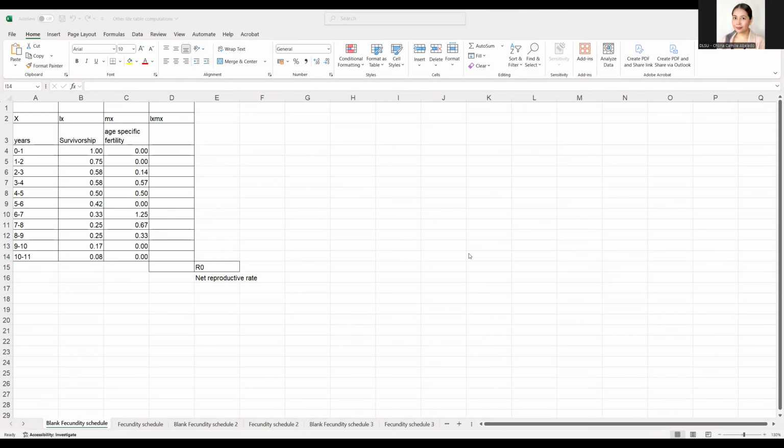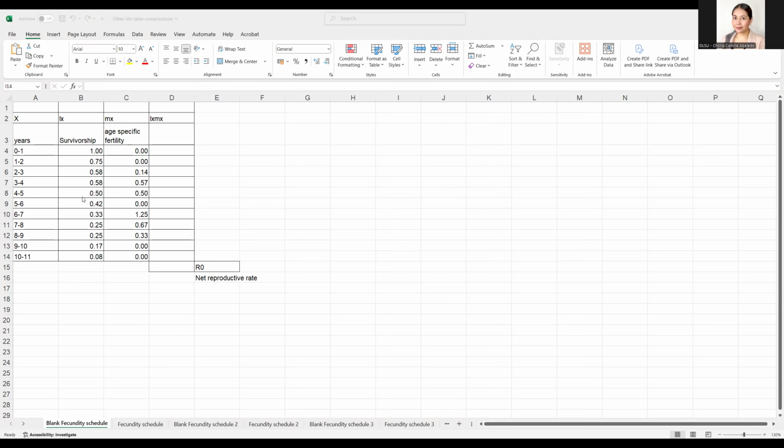So again, for class participation, given the information shown on screen, I'll give you a few minutes to do this. Can you determine the net reproductive rate of this population? For example, at 0 to 1, the L sub x is 1, age-specific fertility is 0. For age 1 to 2, survivorship is 0.75, and age-specific fertility is 0. For 2 to 3, survivorship is 0.58, and M sub x is 0.14. For 3 to 4, survivorship is 0.58, and age-specific fertility is 0.57.